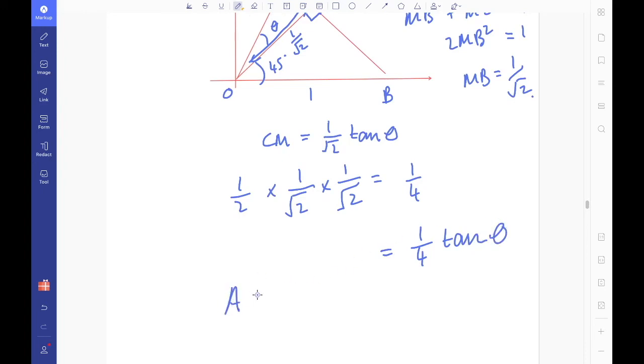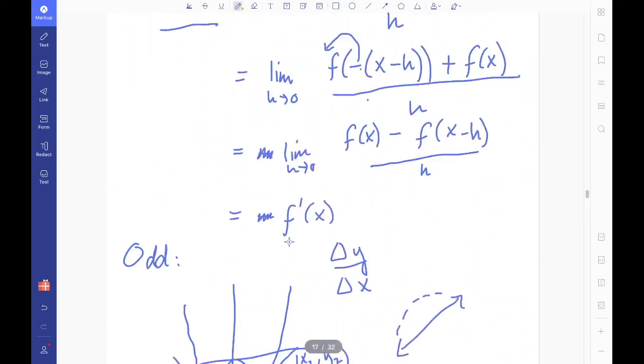And the area A of theta is just adding those two together. So I would write A of theta as 1/4 times (1 plus tan theta). There we are. Lovely. So that's the formula for A of theta.